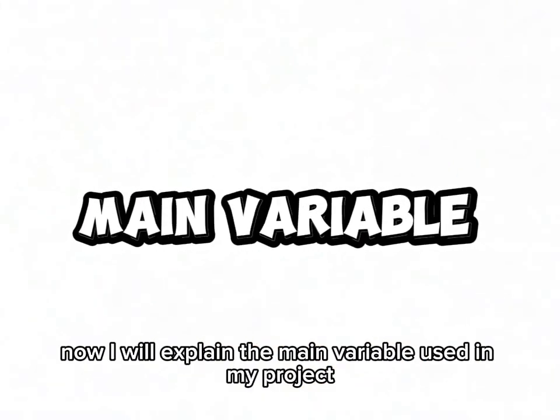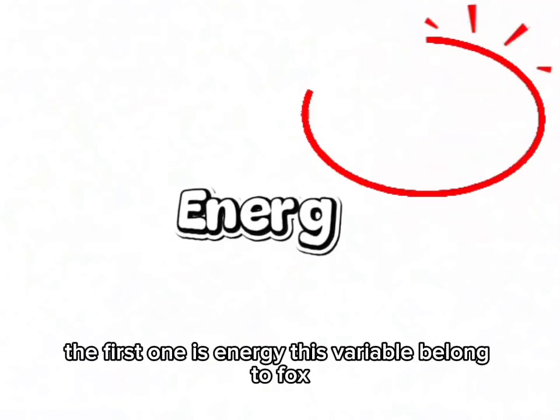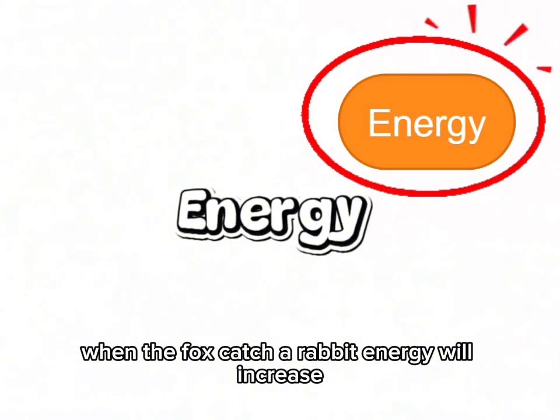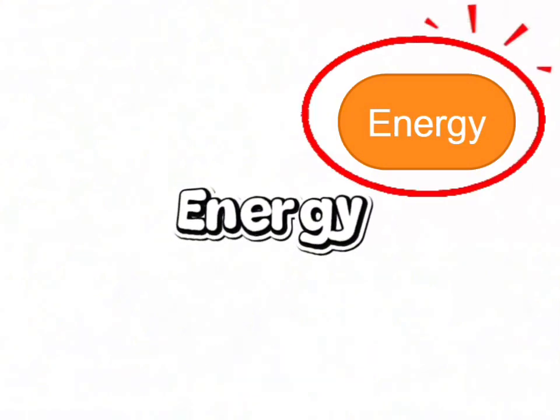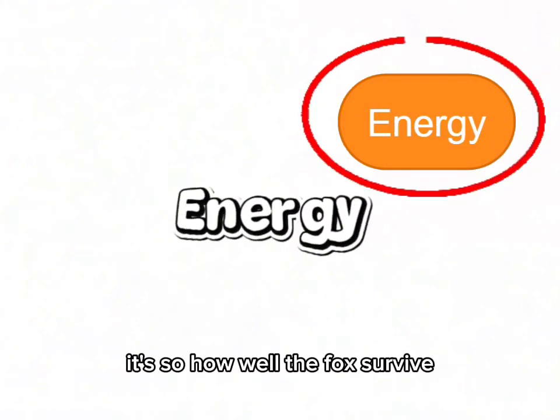Now I will explain the main variables used in my project. The first one is energy. This variable belongs to the fox. When the fox touches a rabbit, energy will increase. It shows how well the fox survives.